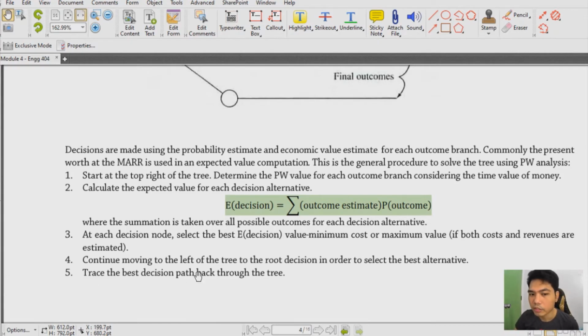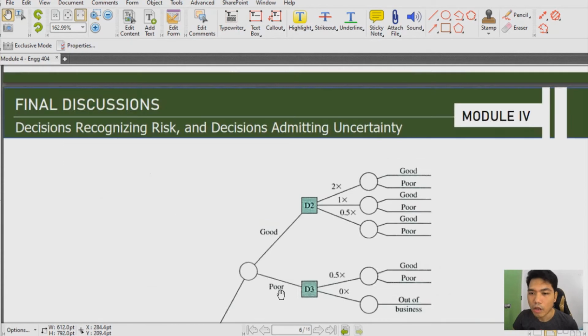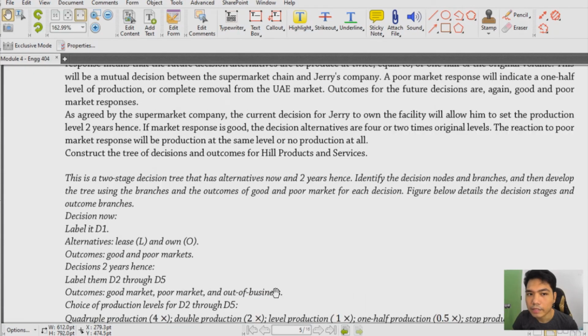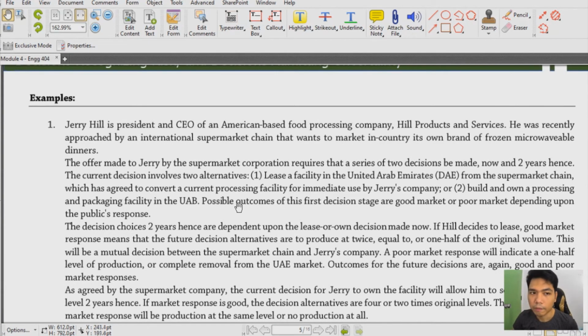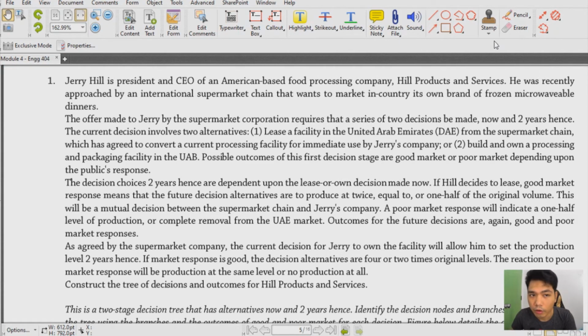And then trace the best decision path back through the tree. Okay, so let's have the problem here. At medyo mahaba tong problem na to, no? So si Jerry Hill is a president and CEO of an American-based food processing company, Hill Products and Services. He was recently approached by an international supermarket chain that wants to market in country its own brand of frozen microwavable dinners. The offer made to Jerry by the supermarket corporation.